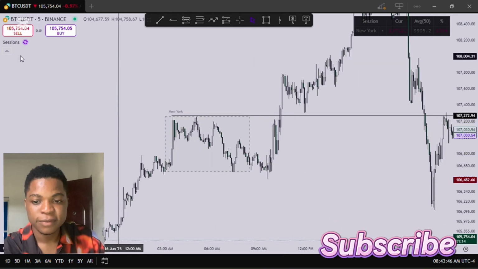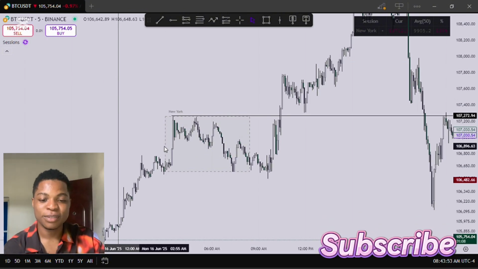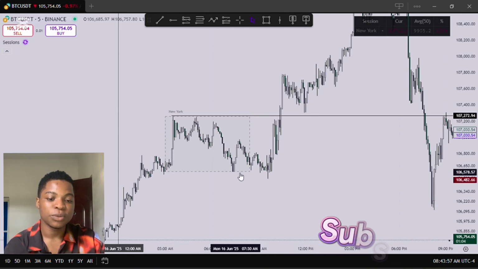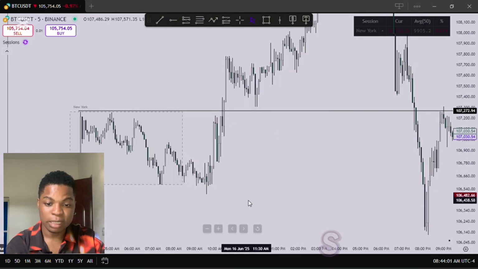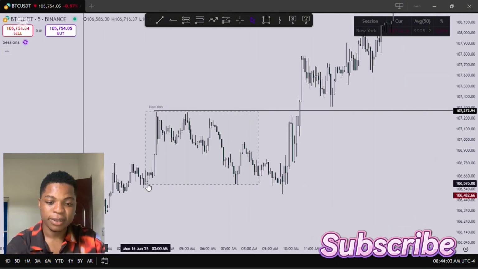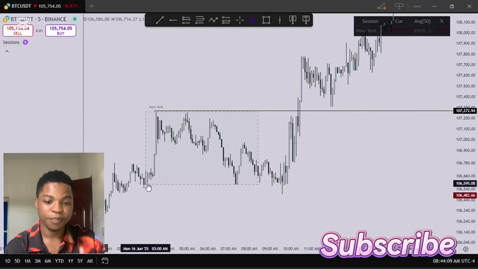As you can see, I have this indicator here. This is the sessions indicator, sorry. This indicator is just to annotate from the beginning of London to the close of London. My London session begins at exactly 3 a.m. New York time. So immediately it's 3 a.m. New York time, I just come into my charts.